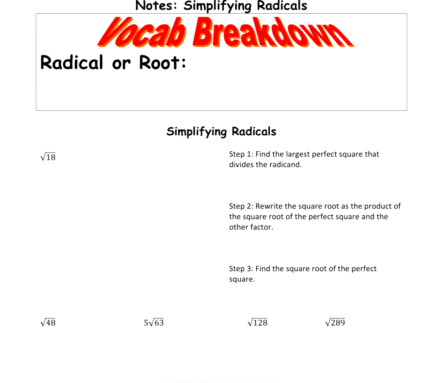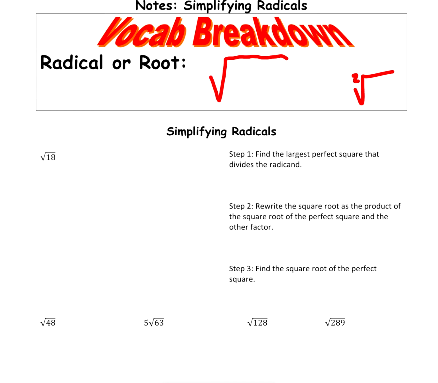This is a review lesson on simplifying radicals. So the first thing, vocab breakdown: what is a radical, what is a root? It's just the symbol right here. So that's a radical. When radicals don't have a number out in front, like the one I just drew, there's really a 2 out in front.